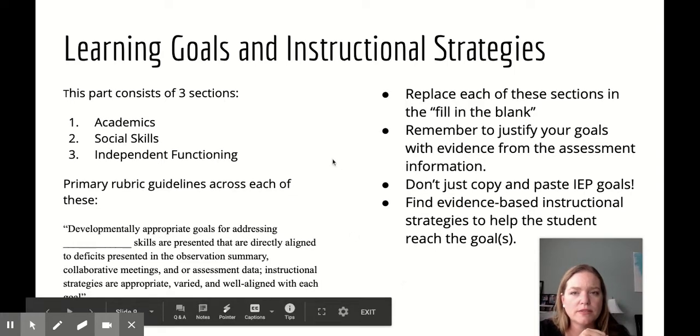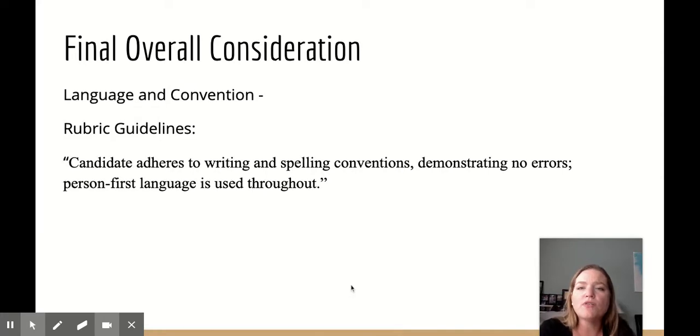Here we go. Next. Final overall consideration. As with everything that you submit, the rubric also includes language and convention. That means, do you have writing or spelling errors? Do you have APA type errors? Are you using academic language appropriately? So do not use contractions, for example. Also, if you use an acronym, make sure you spell it out the first time you use it, and then you can use the acronym from that point on. Are you using run-on sentences? Or are you using commas inappropriately? These are the things that you're going to be checking for here.